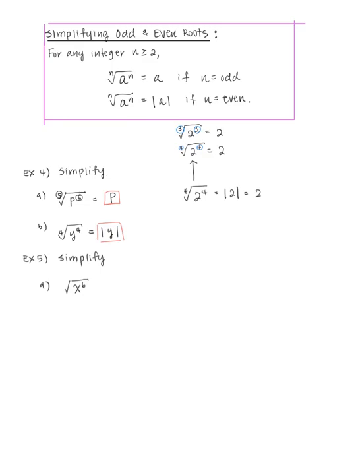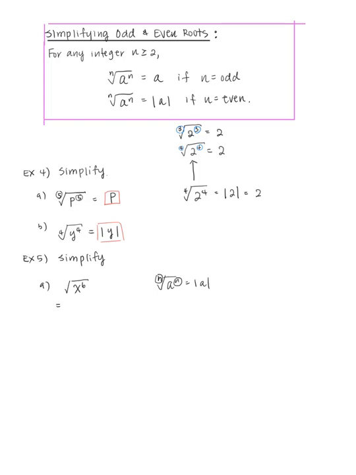Simplify square root of x to the 6th. Now if we want to use this property, nth root of a to the n just becomes an absolute value of a, in this case because we're given the square root. What we need to do is this number, the index, and then the power on a must match up. So the game is this.